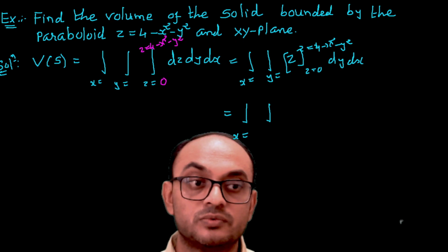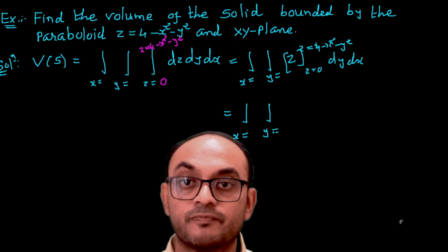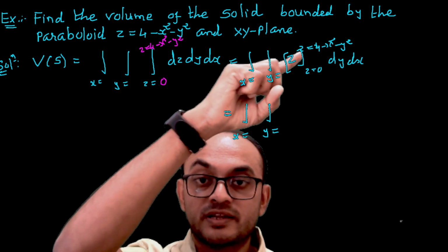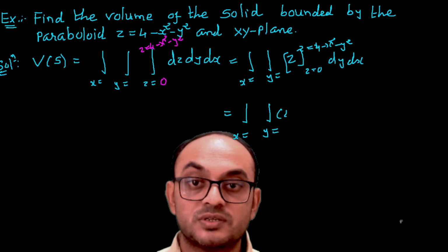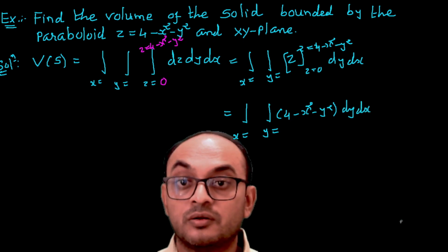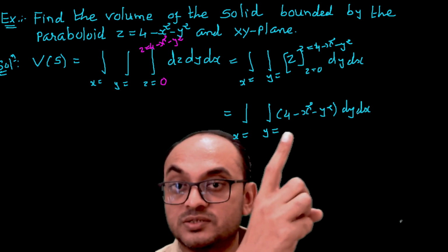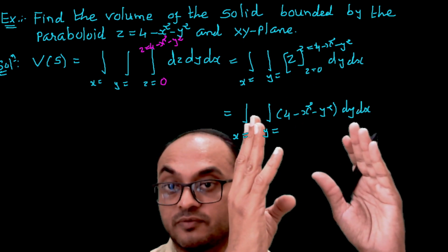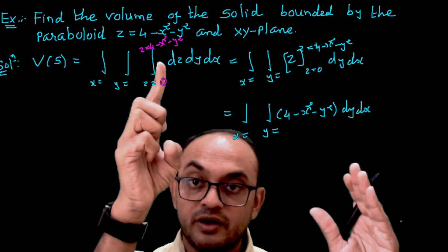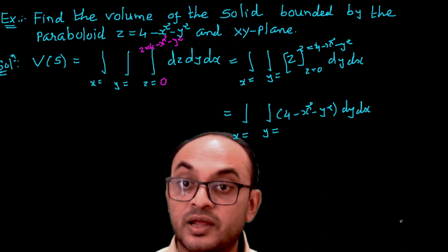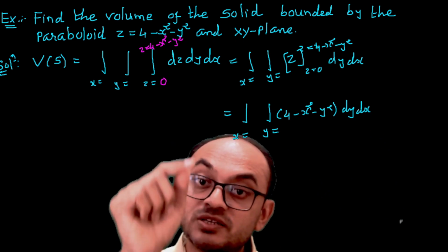And so this is equal to integration x is equal to, integration y is equal to, substitute the limit of z, upper limit z is equal to 4 minus x square minus y square. So this is 4 minus x square minus y square dy dx. Because when the lower limit z equals 0, everything is 0. So this is only 4 minus x square minus y square. Now concentrate here only. We have already integrated with respect to z. So the remaining quantity contains only x and y. That means now we have to concentrate on the xy plane.